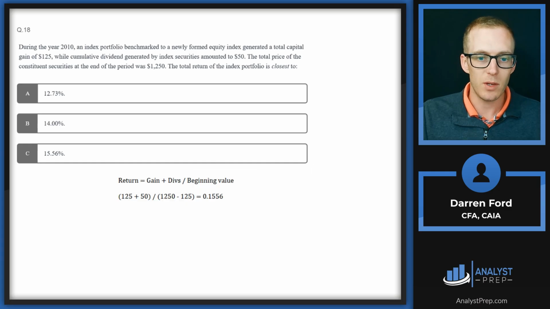Our return is going to be equal to our gains plus our dividends, and then we're dividing by beginning value. We're given all 3 of these, so gain of 125 and dividends of $50. And this gain really is similar to if we were given the ending value and the beginning value. We would just subtract that out, but we're just given the gain in this scenario. So we've got 125 plus 50, and then we're dividing that by our beginning value, which is going to be this 1250, and we subtract out our gain of 125. So that gets us a return of 1.1556, which would correspond with answer C, 15.56% return.